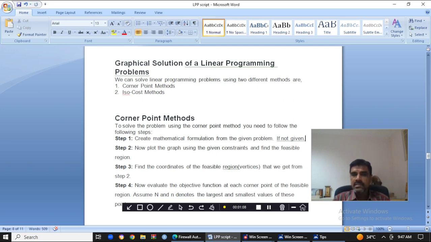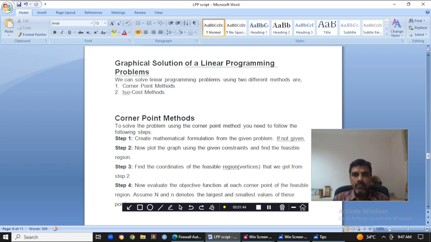The first step is we have to create a mathematical formulation if it is not given in the problem. I hope you know how to formulate a linear programming as we saw in the last video. So we assume that a linear programming formulation is available, and we continue the problem. Now we have to plot the graph using the given constraints, and find out the feasible region. That is the second step.